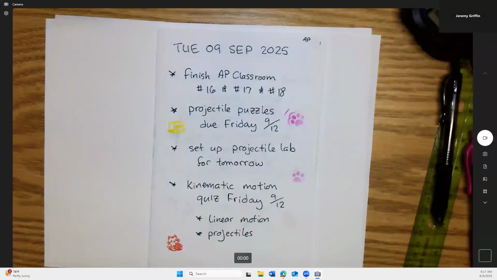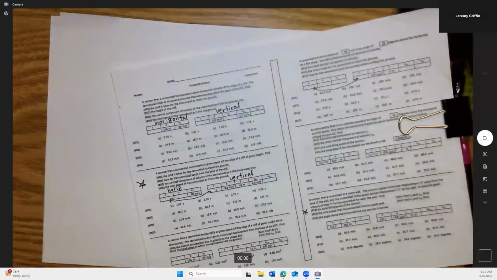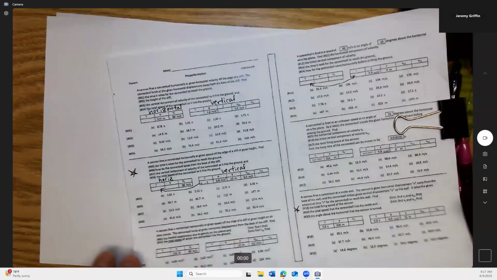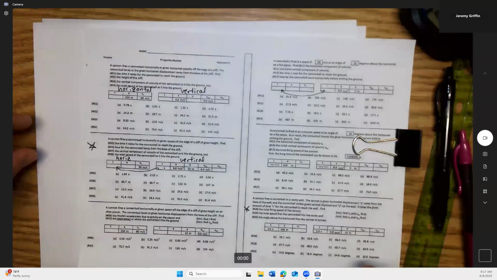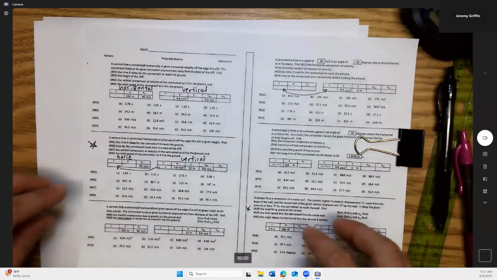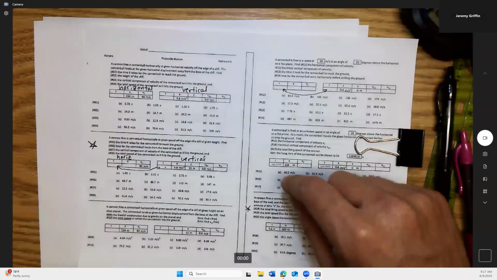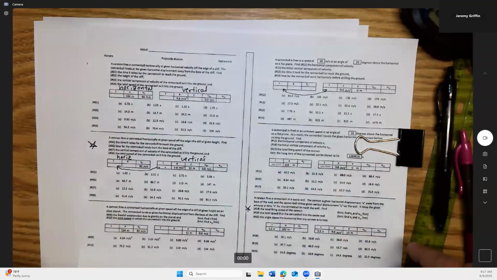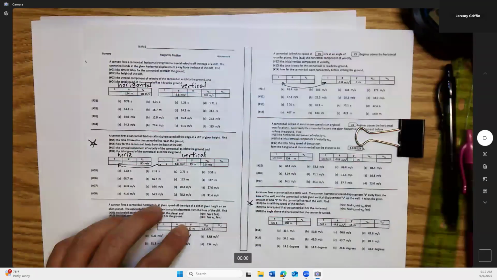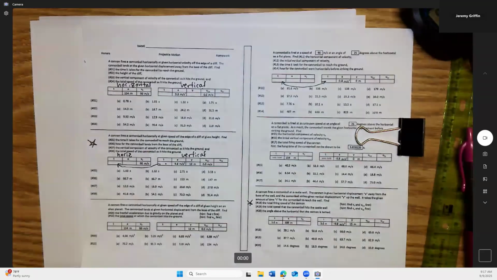All right, let's do some puzzles. I think the other day I did this one and most of this one with you guys. I did these two with my honors students yesterday. Maybe we'll look at those. Okay, so let's do number 9 and 10 right here.